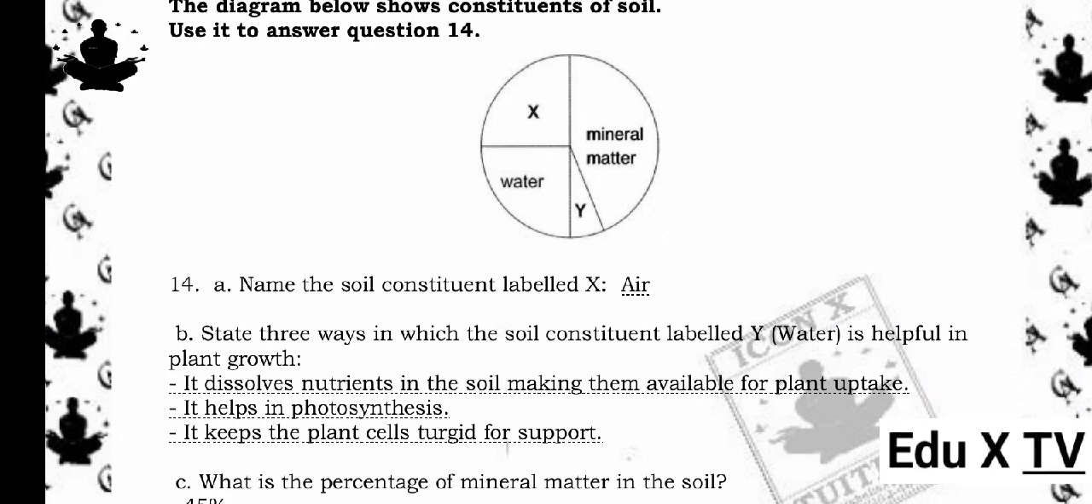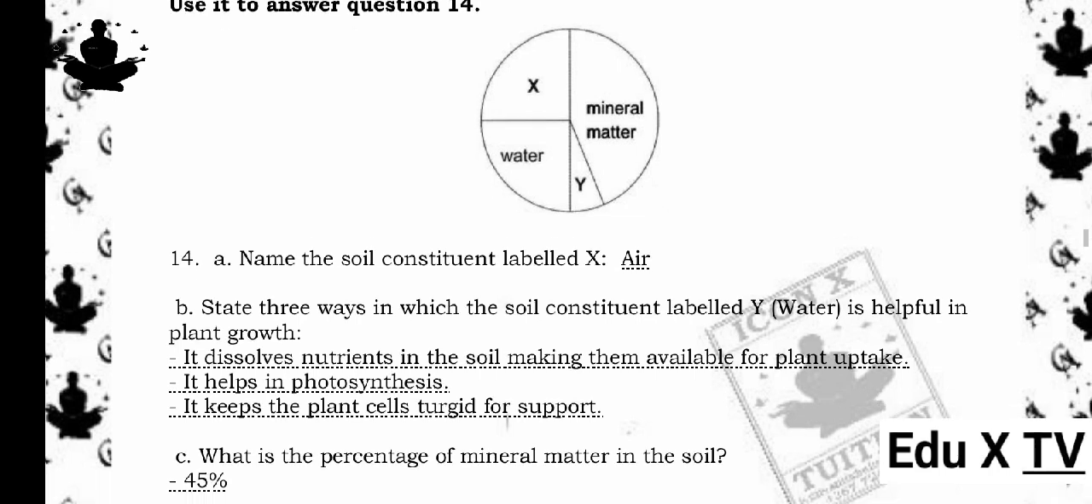The diagram below shows constituents of soil. Use it to answer question 14. 14. A. Name the soil constituent labeled X. Air. B. State 3 ways in which the soil constituent labeled Y (water) is helpful in plant growth. It dissolves nutrients in the soil, making them available for plant uptake. It helps in photosynthesis. It keeps the plant cells turgid for support. C. What is the percent of mineral matter in the soil?